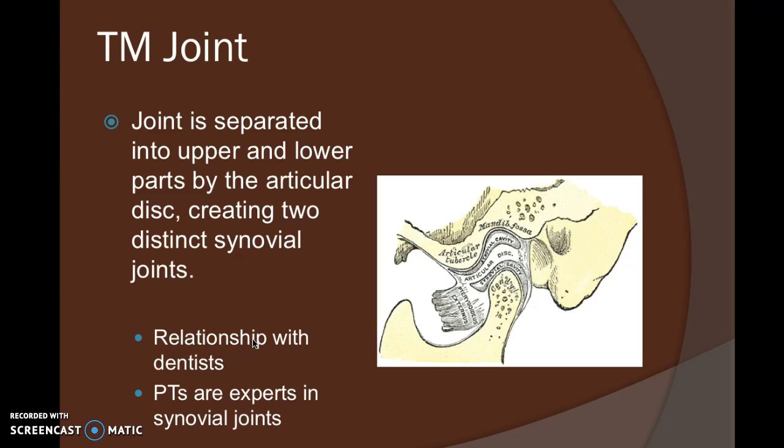The TM joint is separated into upper and lower parts by the articular disc. So this is the articular disc, and it has two separate synovial capsules and cavities, one on the superior aspect and one on the inferior aspect. And this is where we can be of assistance to the dental professionals because we know a lot about synovial joints. We know a lot about what happens when we have a capsulitis. We know what happens when we have an intra-articular bleed and a hemarthrosis. And so we can really assist the dentist in understanding the physiology of synovial joints.